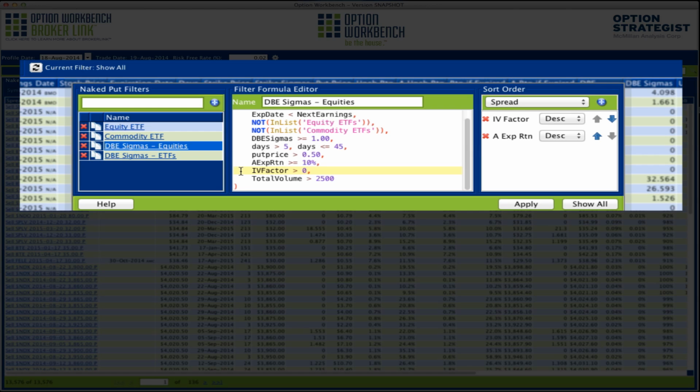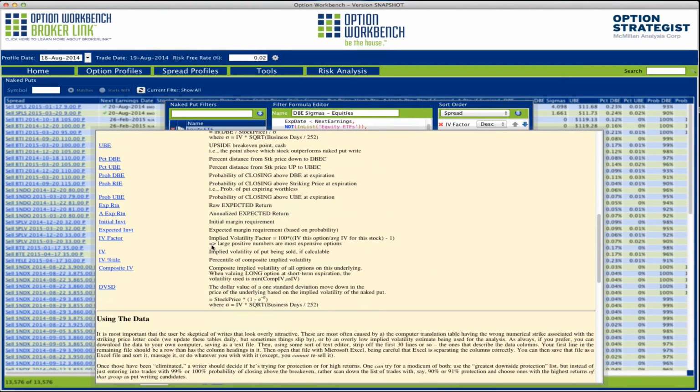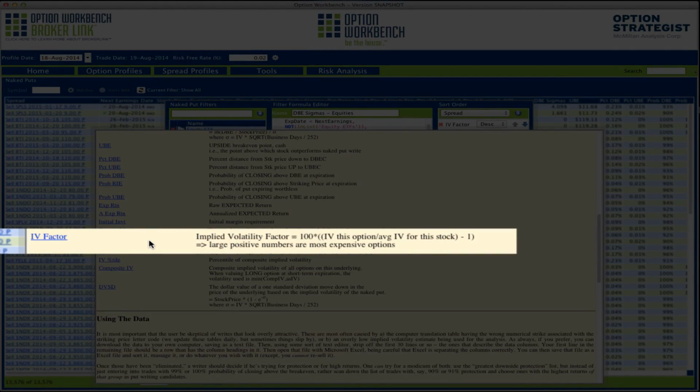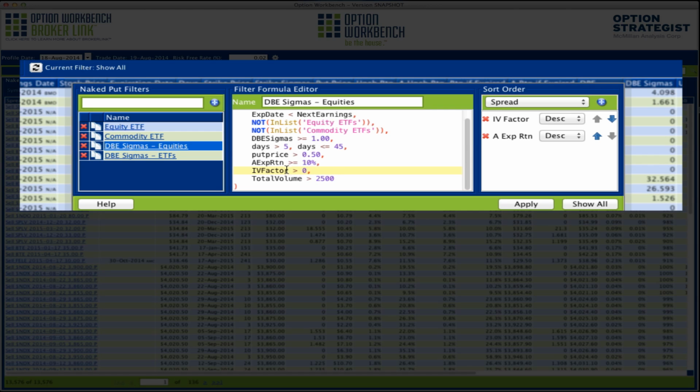The next filter is the IV factor. Let me go back to the help screen. The IV factor is here. Basically that tells you a percentage premium or discount that the implied volatility of this put that you're looking at is relative to the composite implied volatility of all the options in that class. So large positive numbers represent expensive options, and negative numbers represent cheap options. So for this filter, I want that number to be greater than 0 because I want to sell expensive options. I don't want to sell a cheap option.